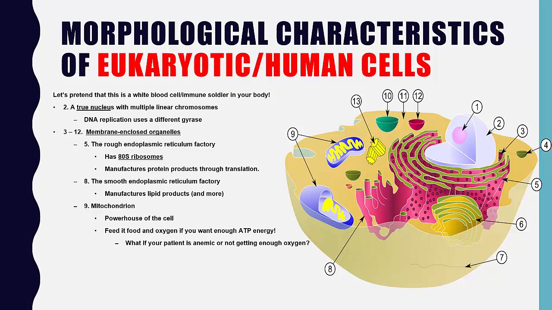So if your patient is anemic or not getting enough oxygen, let's say here's your white blood cell and your red blood cells aren't getting oxygen to it. Well, the oxygen is necessary to run the mitochondria. So if you don't have oxygen coming in, your mitochondria don't work well, you don't make a lot of ATP, and your whole cell is weak. And gosh, if this was a white blood cell, well, you don't want any of your cells weak, but yeah.